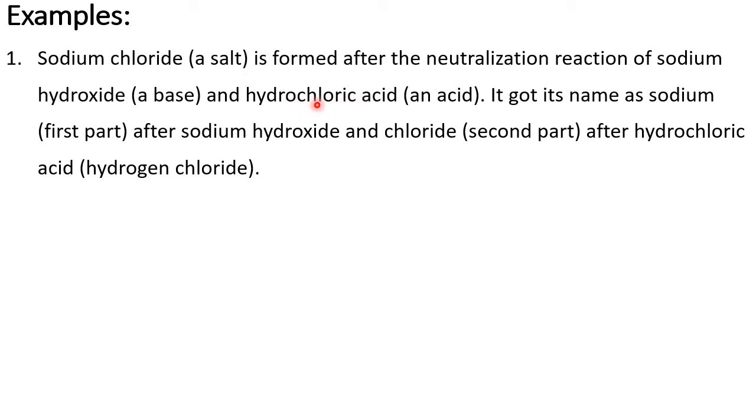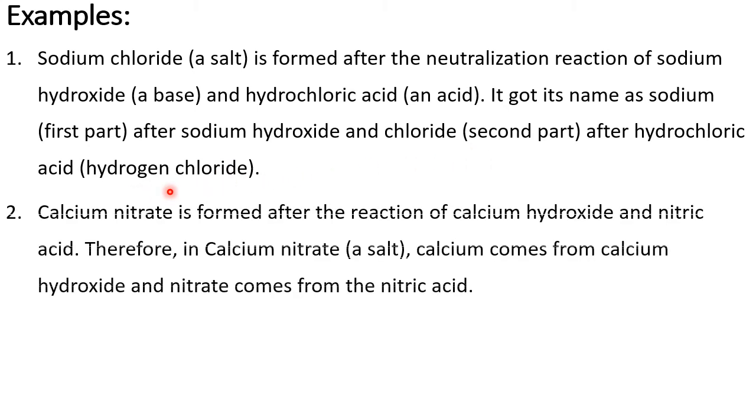So take the cation from sodium hydroxide, that is Na+. Take the anion from hydrochloric acid, Cl minus. Both you combine, that is the name of the salt. It got its name as sodium after sodium hydroxide and chloride after hydrochloric acid. Okay. In the same way, calcium nitrate.